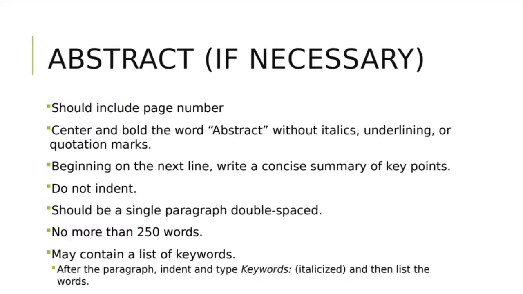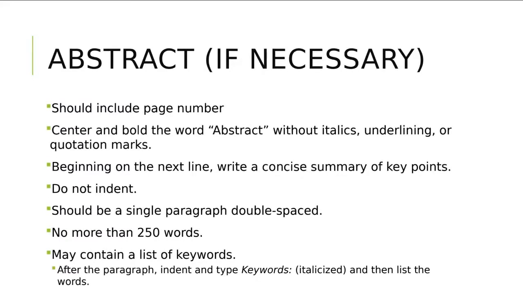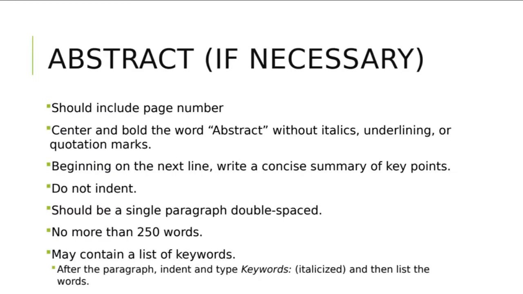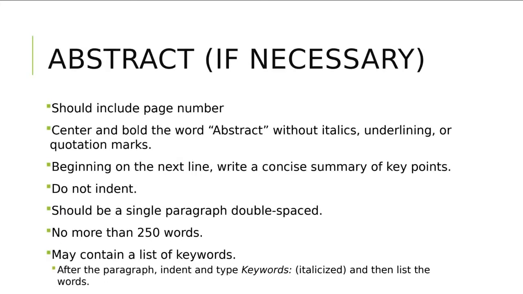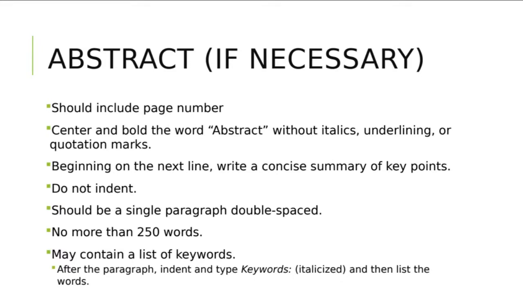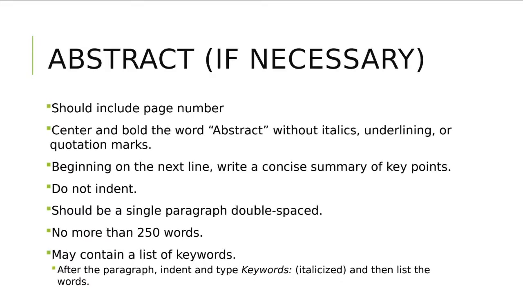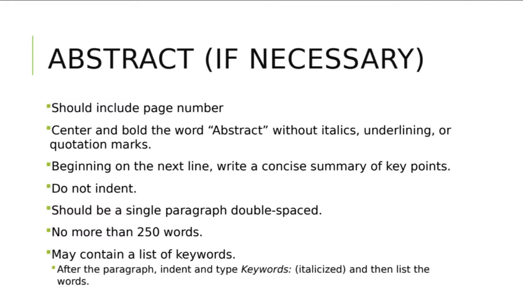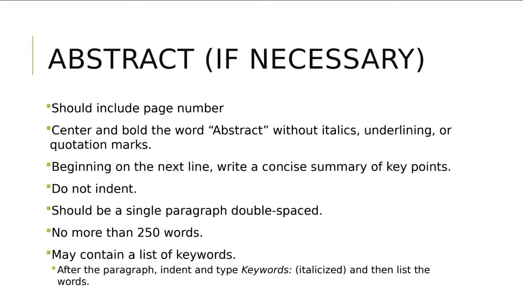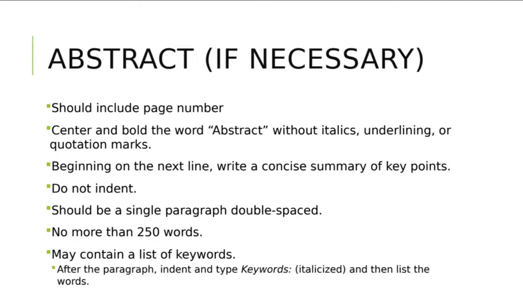So it does not need to be indented. It should be centered and bold with the word abstract, and then it's going to be about 250 words, a little bit under that. And underneath an abstract, you can put the keywords, because essentially an abstract is just kind of showing the reader what the scholarly journal is going to be about, and they can briefly decide, oh, is that what I want to read, or is that not what I want to read? That's what an abstract is.